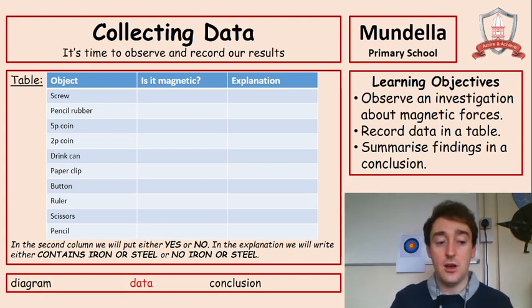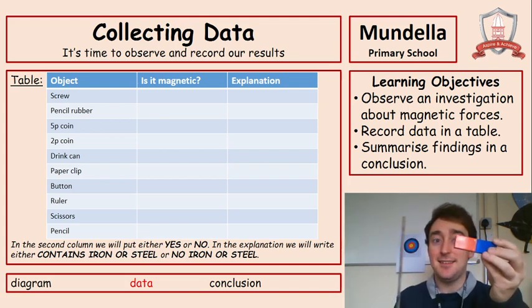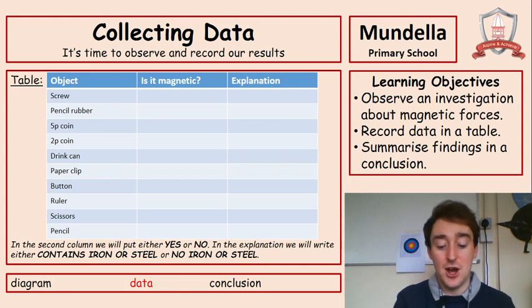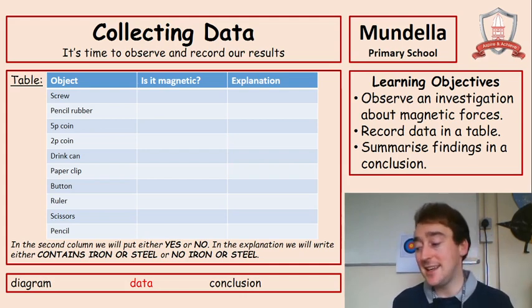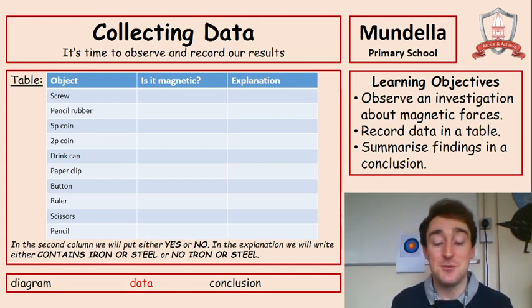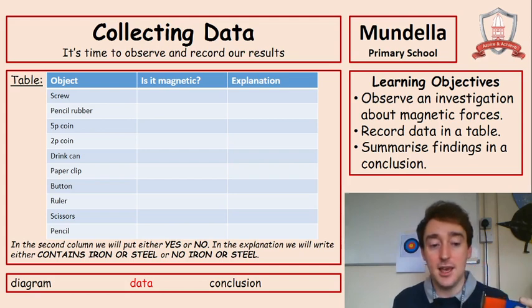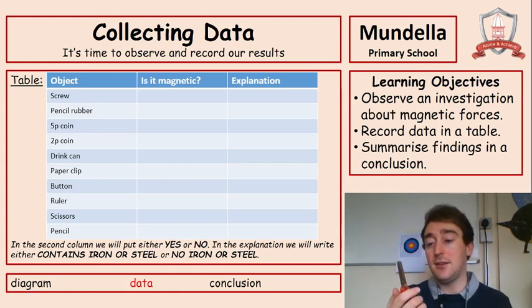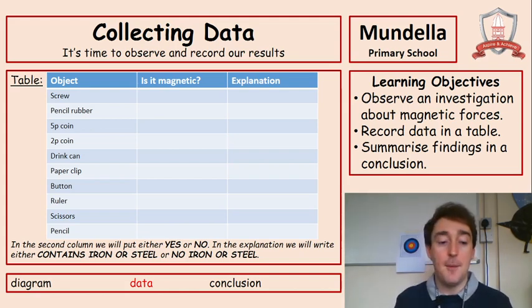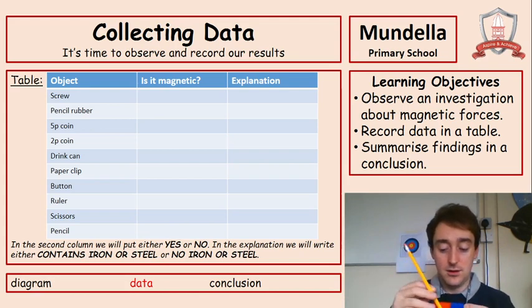Right, 3 to go. The ruler. Plastic. I'm not sure about this. No, it's not magnetic. At least I can use it to draw my table. That's fine. Scissors. Yes, definitely magnetic. So it contains iron or steel. But would it be very easy to fit scissors onto the end of an arrow? Quite big, aren't they? And finally, pencil.